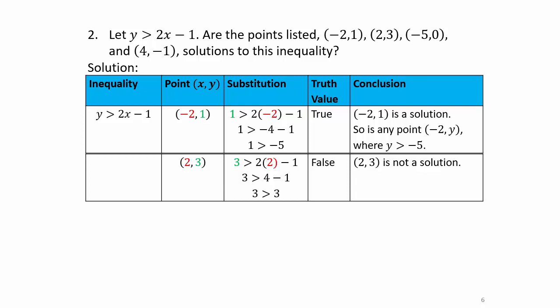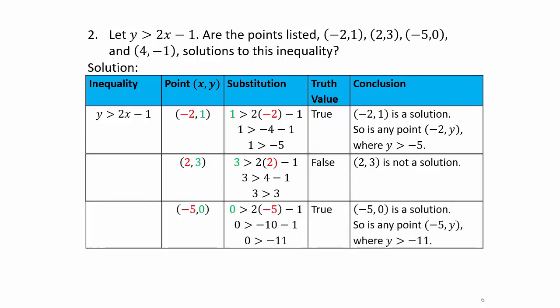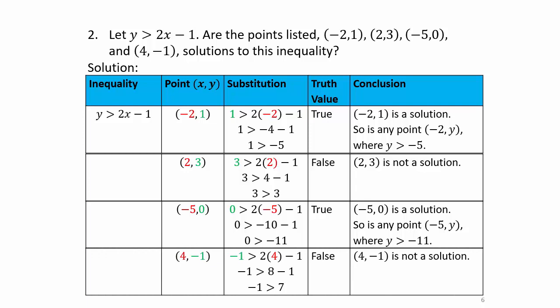If you plug in (2, 3), we get a false statement. So (2, 3) is not a solution because 3 is not bigger than 3. For (-5, 0), we get 0 greater than -11, which is a true statement, so it is a solution. In fact, any point (-5, y) would be a solution as long as your y coordinate is greater than -11. (4, -1) gives us a false statement, so (4, -1) is not a solution.